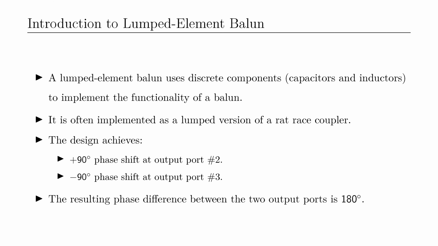This slide introduces the lumped-element balun, which uses discrete components like capacitors and inductors to perform the functions of a balun. It is often implemented as a lumped version of a rat race coupler. The design achieves a positive 90-degree phase shift at output port number 2, a negative 90-degree phase shift at output port number 3. The resulting phase difference between the two output ports is 180 degrees.